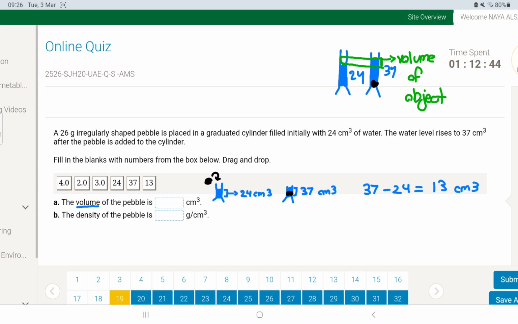So how much did it make the water rise? 37 minus 24 is 13. So what's the volume of the pebble? 13 centimeters cubed. So basically just subtract.